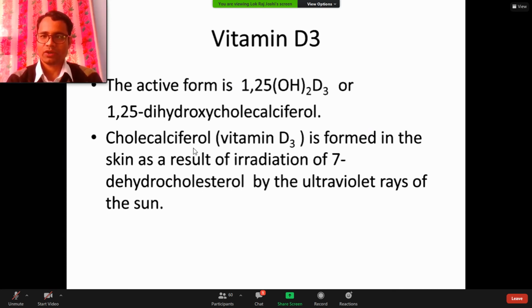Cholecalciferol, which is the same as vitamin D3, is formed in the skin as a result of irradiation of 7-dehydrocholesterol by ultraviolet rays. And here comes the role of UV light in the skin. Cholecalciferol is also vitamin D3, but not hydroxylated yet, and it is not very active.